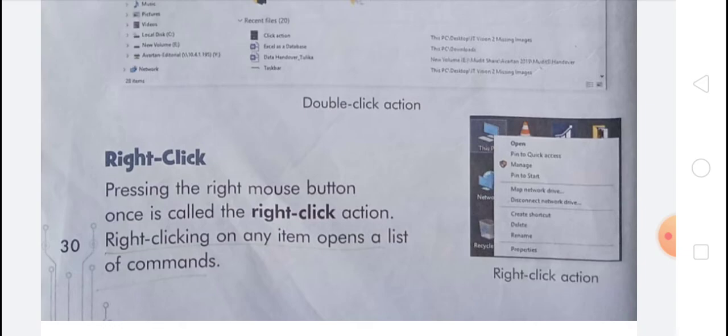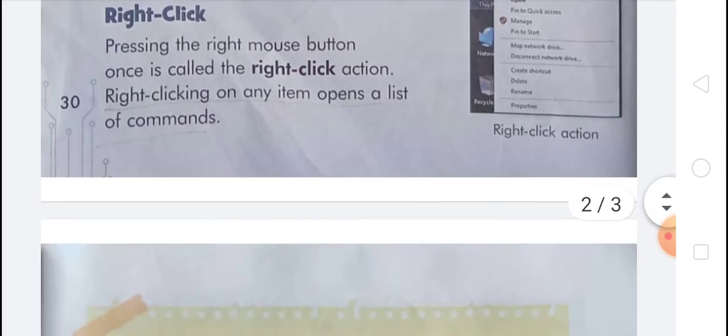Okay, and if you want to try the right click option, then bring the pointer over this PC icon and right click. A list of commands opens. Now the next topic is drag and drop.